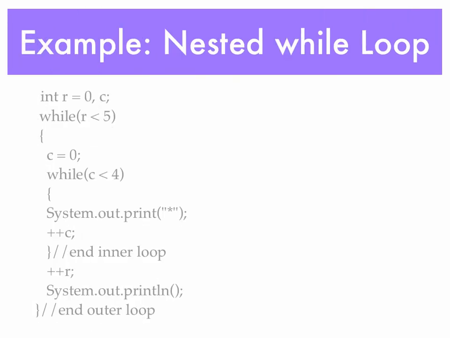Now, I can nest while loops also. This example is a nesting of while loops that accomplishes what we did with the for loop. It's 5 rows of 4 asterisks in each row.